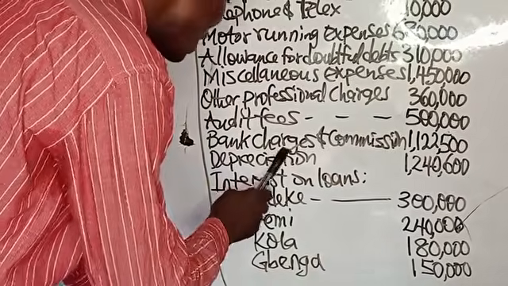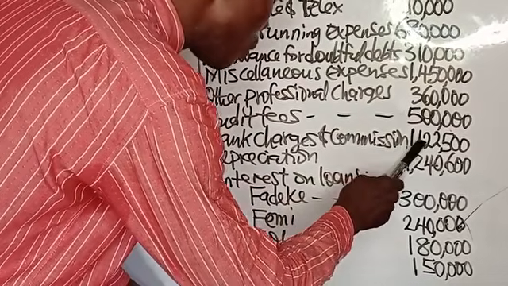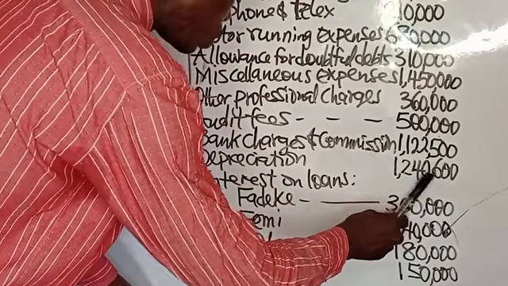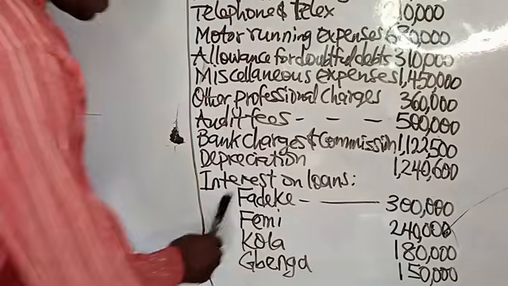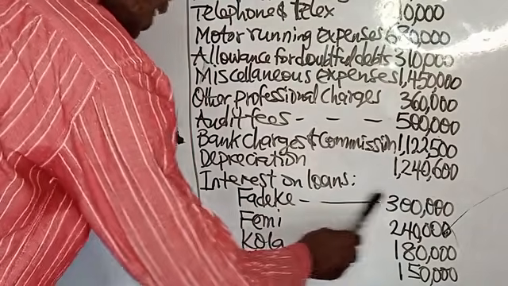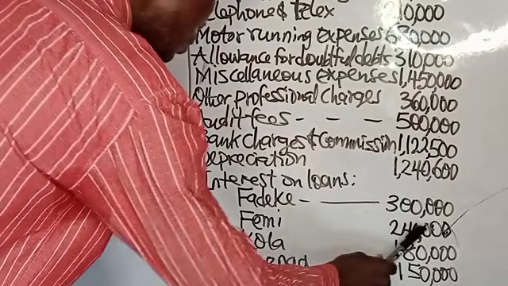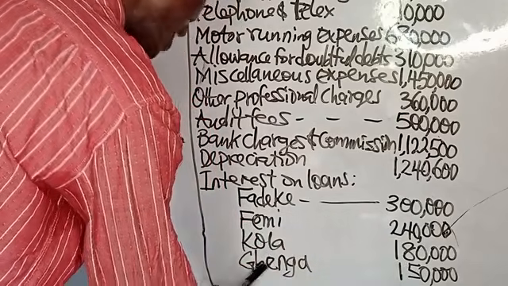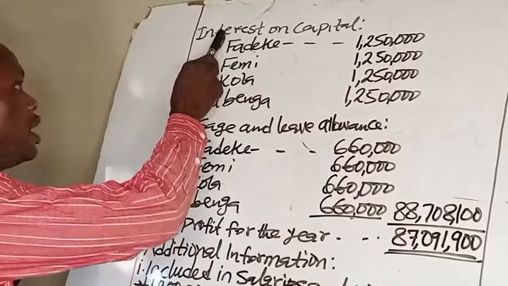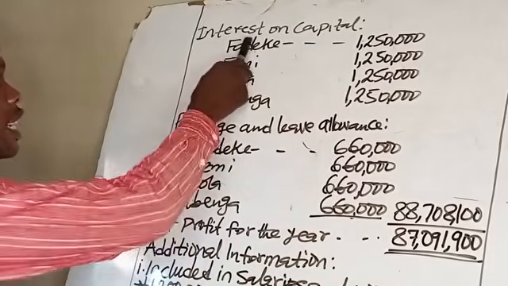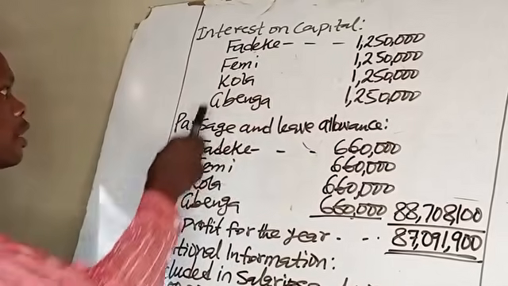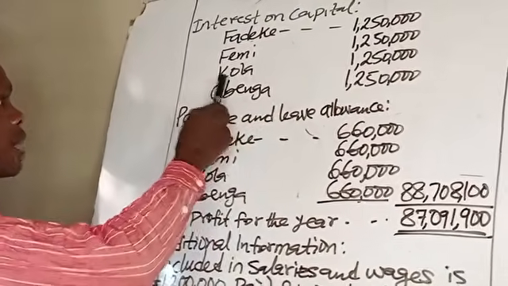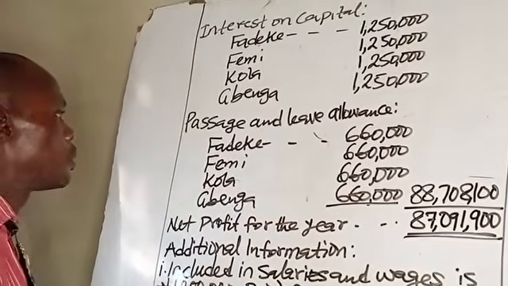We have bank charges and commission of 1,122,500. Depreciation of 1,240,600. Interest on loans. Fadeke 300,000. Femi 240,000. Kola 180,000. Benga 150,000. Interest on capital. Fadeke 1,250,000. Femi 1,250,000. Kola 1,250,000. Benga 1,250,000.